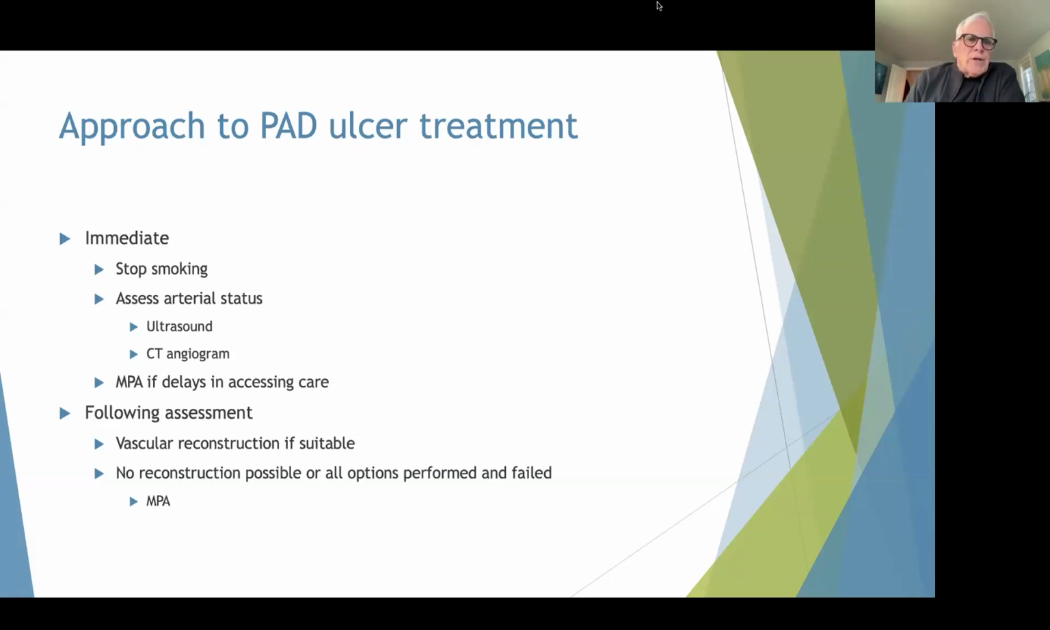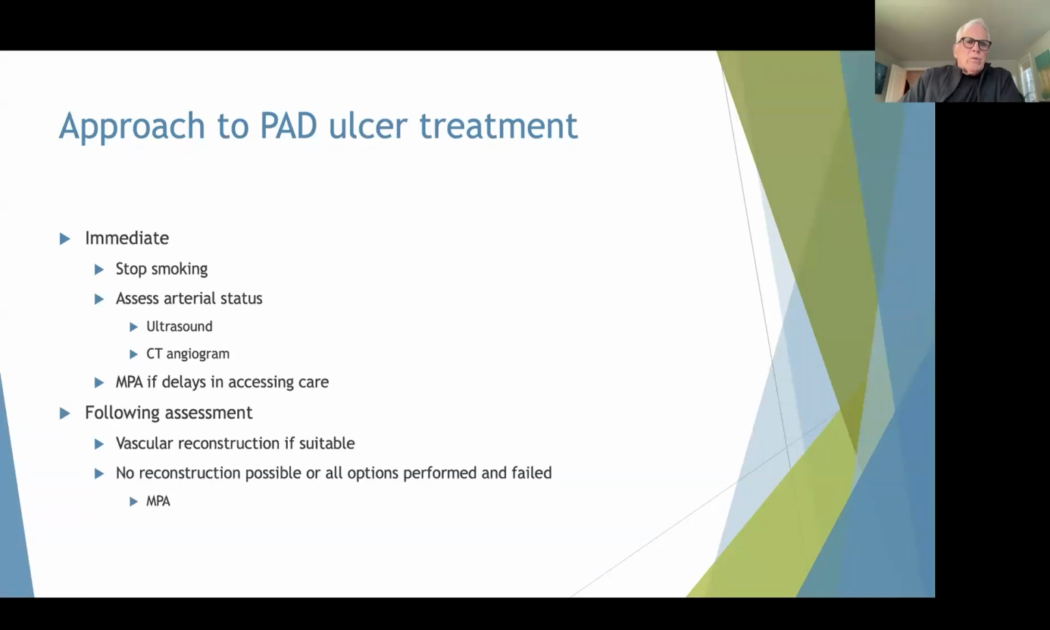Then we want to get an ultrasound, which is the easiest way of getting at least some sense of what the arteries are. Then if we're going to do intervention, we'll generally do a CT angiogram. But the other thing we can do early on, while these patients are waiting for all these things, if we think they've got an arterial ulcer, is to say, well, how about we get them a muscle pump activation device on their leg, because we know that improves the microcirculation.